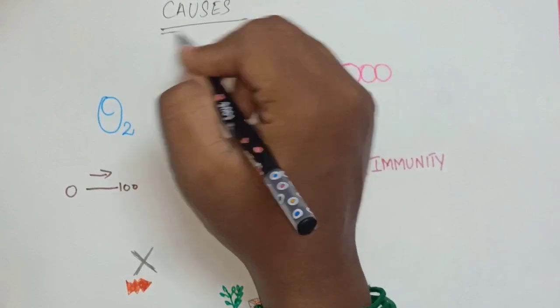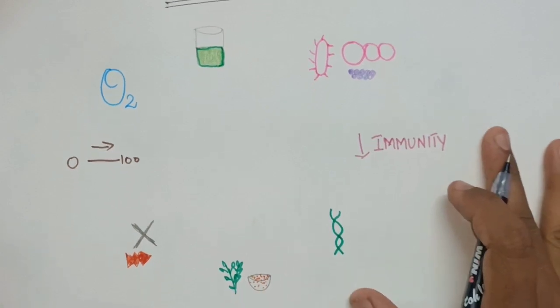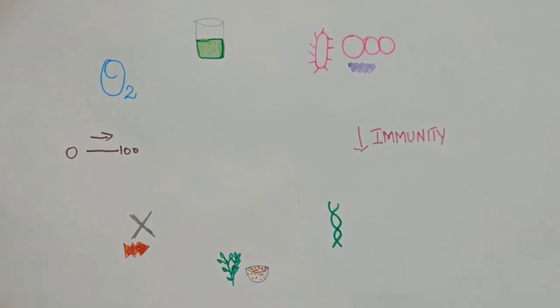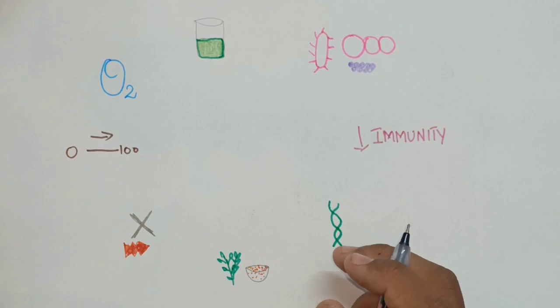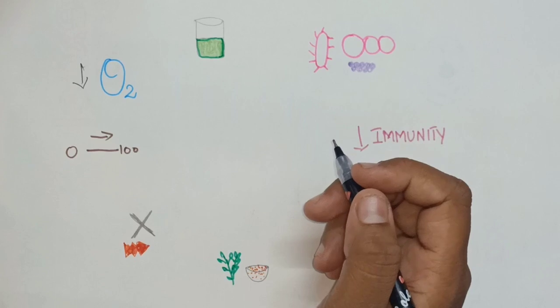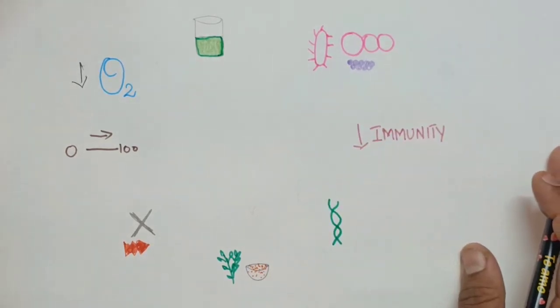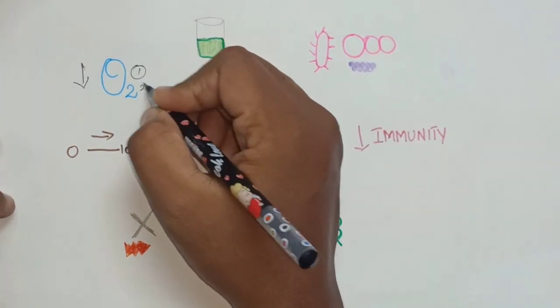Okay, let's see the causes of cell injury. You have almost 7 to 8 causes for cell injury. Let's see them one by one. Your first and main cause of cell injury is oxygen deprivation, that is the depletion of oxygen. I have drawn simple diagrams here just to make you remember. So the first one is depletion of oxygen. It has two things, hypoxia and ischemia. These two terminologies are very important to know about oxygen deprivation.